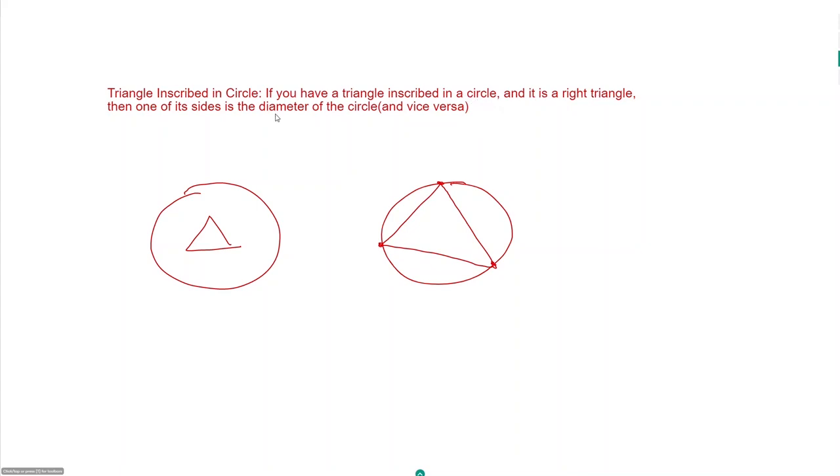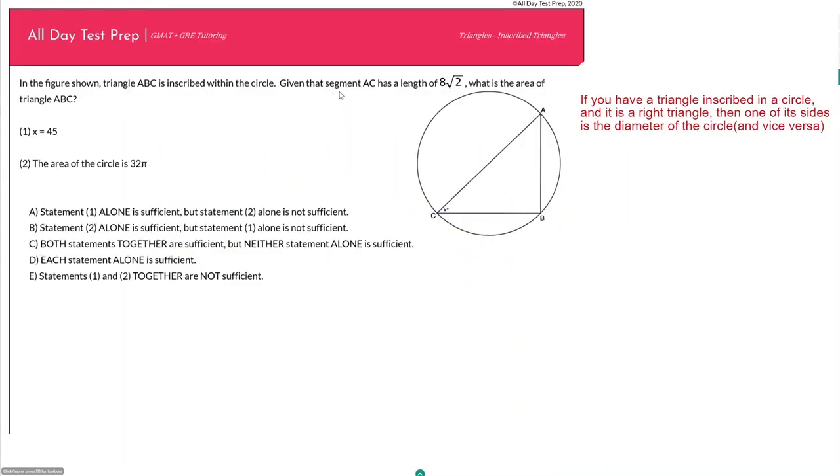So let's take a look at a problem dealing with our rule. I rewrote the rule here. Once again, if you have a triangle inscribed in a circle and it is a right triangle, then one of its sides, the hypotenuse, is the diameter of the circle, and vice versa. So this question says, in the figure shown, the triangle ABC is inscribed within the circle. Given that segment AC has a length of 8 rad 2, what is the area of triangle ABC?